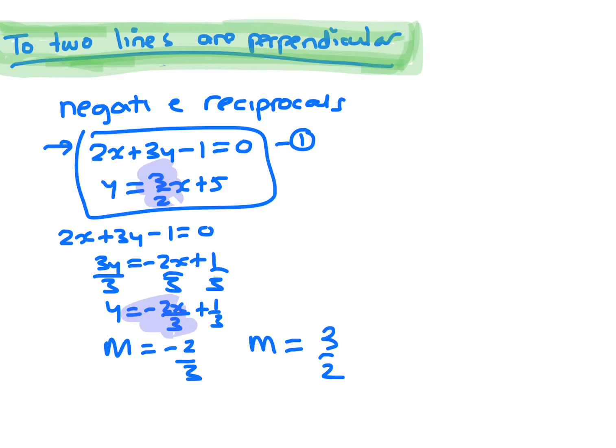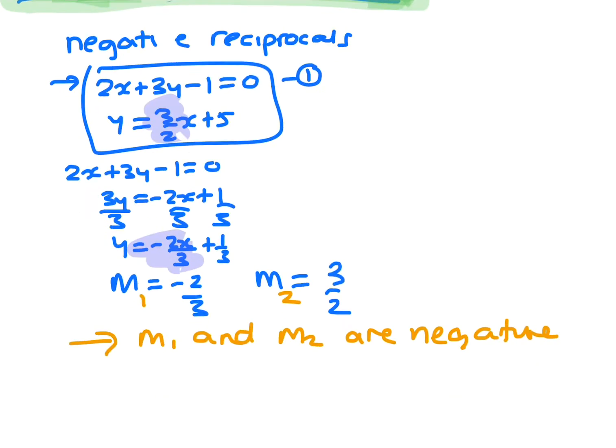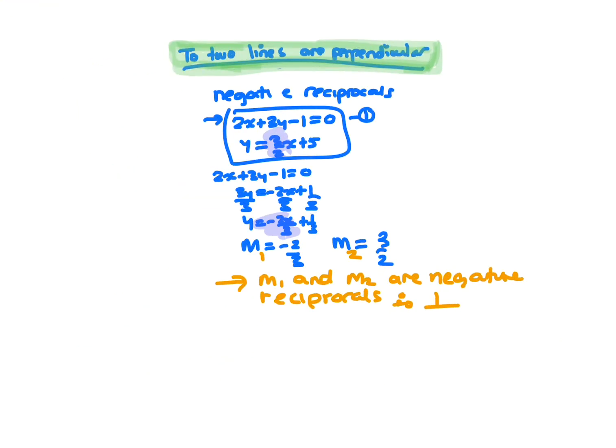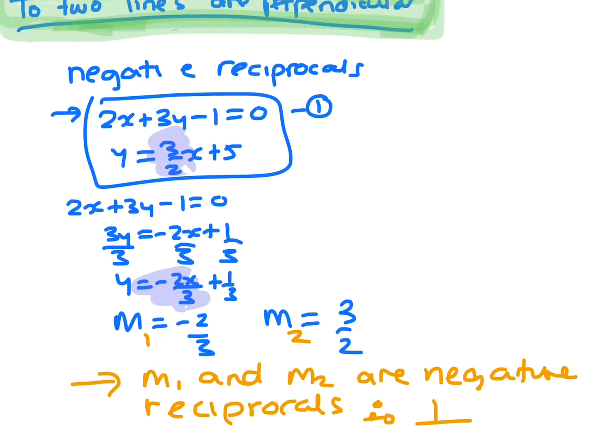So if you wanted to prove they're perpendicular, you could just state this is M1 and this is M2. M1 and M2 are negative reciprocals, and therefore they are perpendicular. You'll find that for all lines that are perpendicular, their gradients are negative reciprocals.